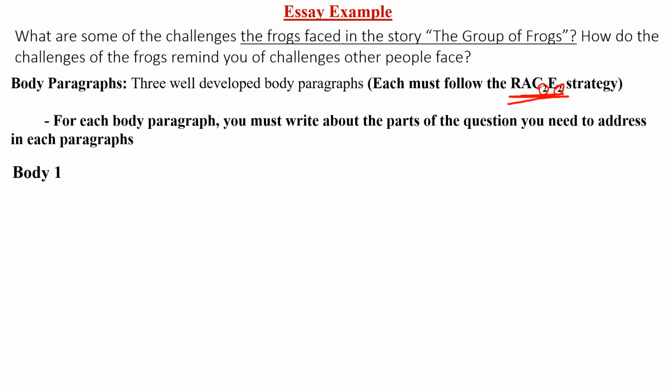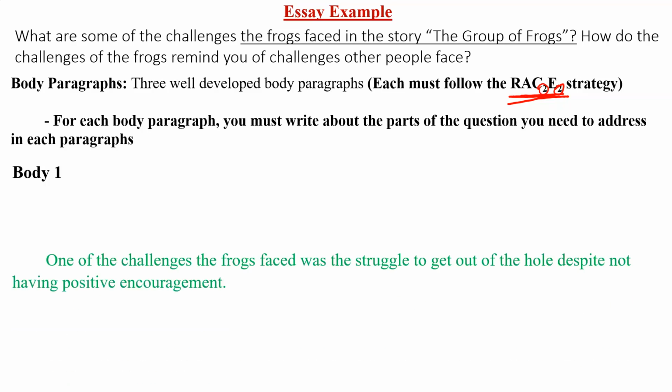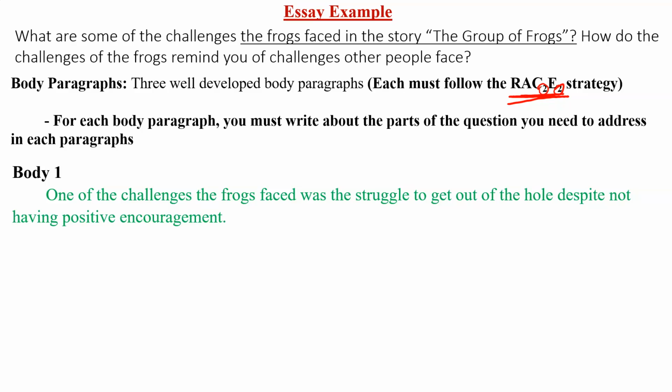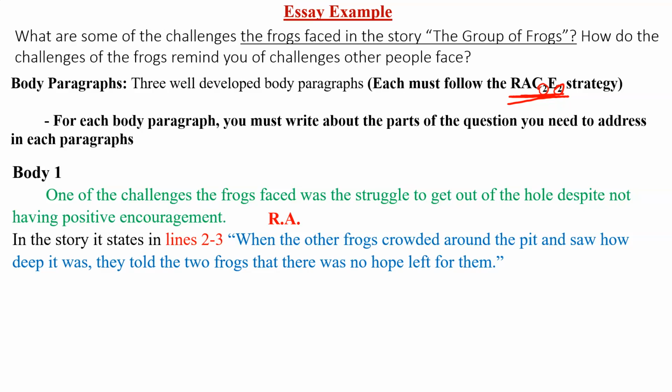Okay, so this is my first body paragraph, and it says, one of the challenges the frogs faced was the struggle to get out of the hole despite not having positive encouragement. Obviously, that's my RA, my restate and answer. Then I get to my first evidence. In the story, it states in lines 2 to 3. So, of course, citation, page number or line number, quotation marks, and exact words from the text.